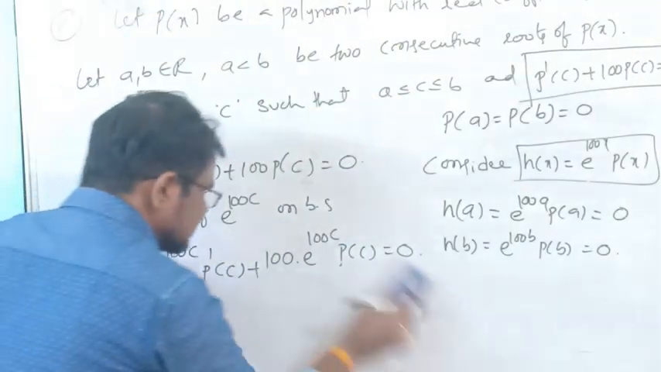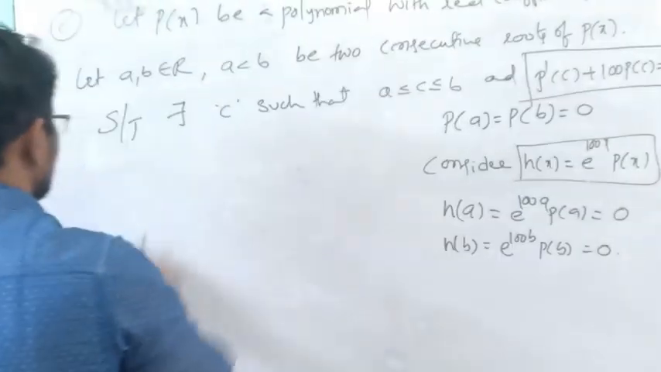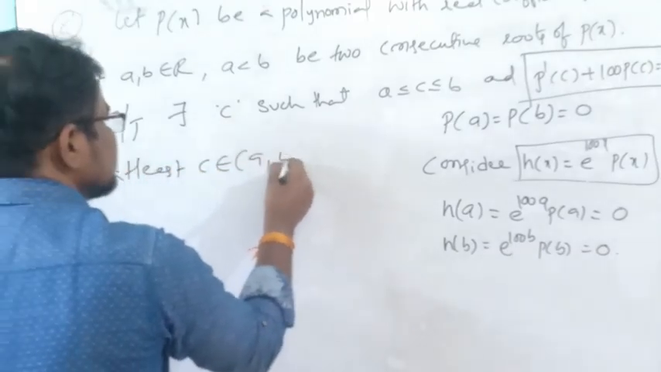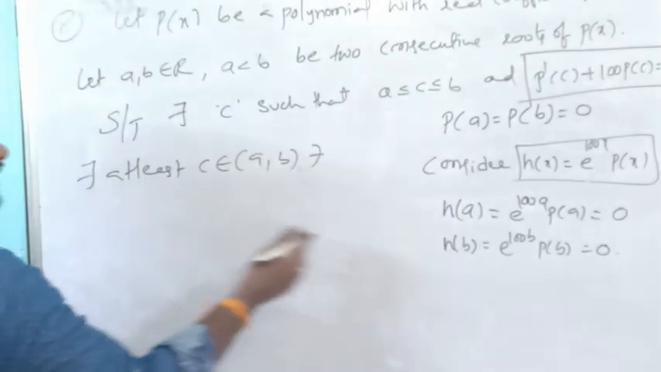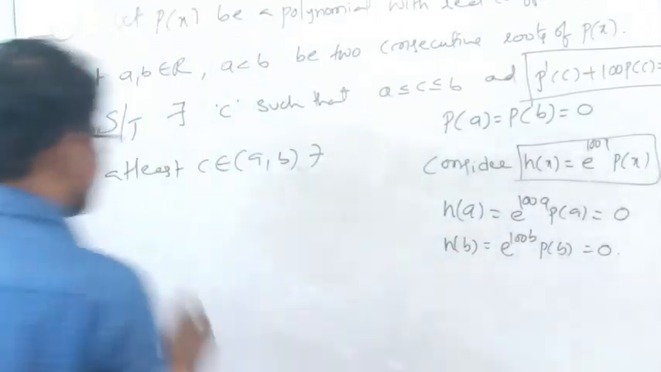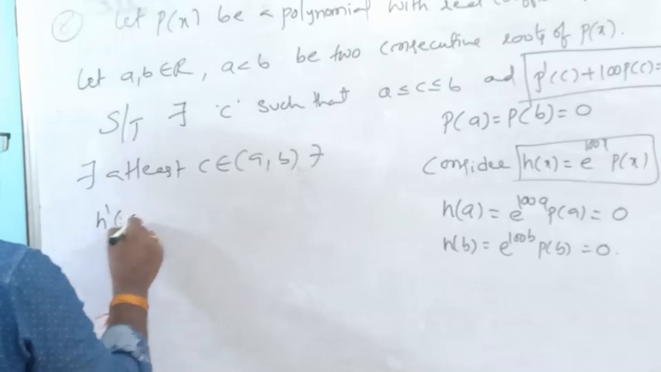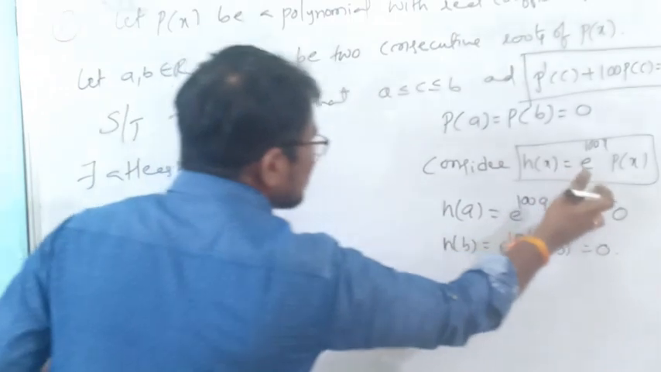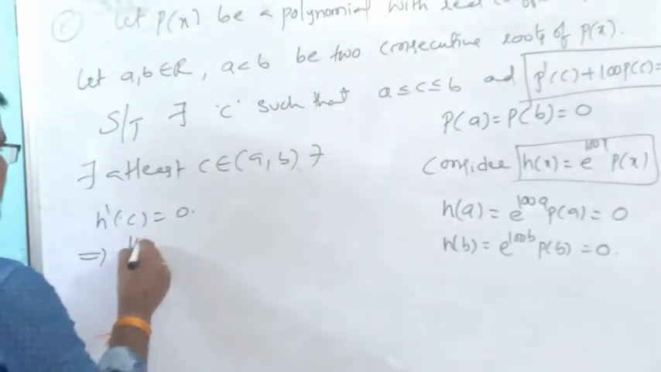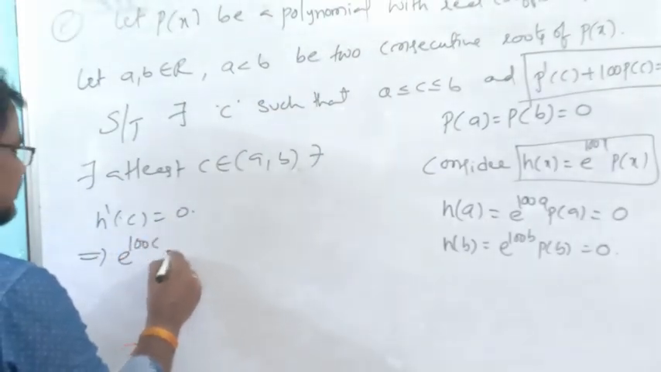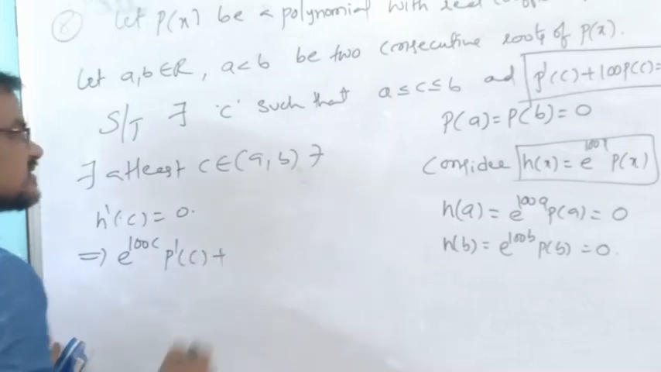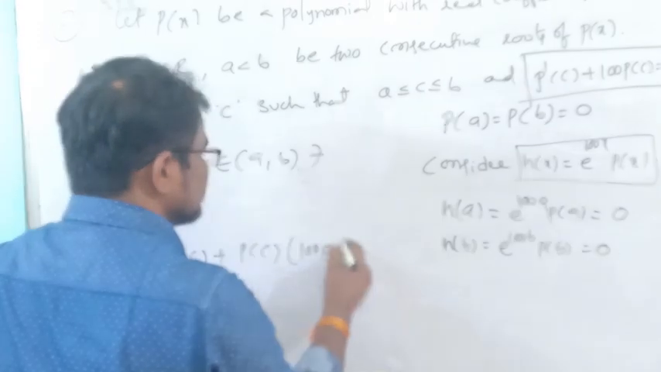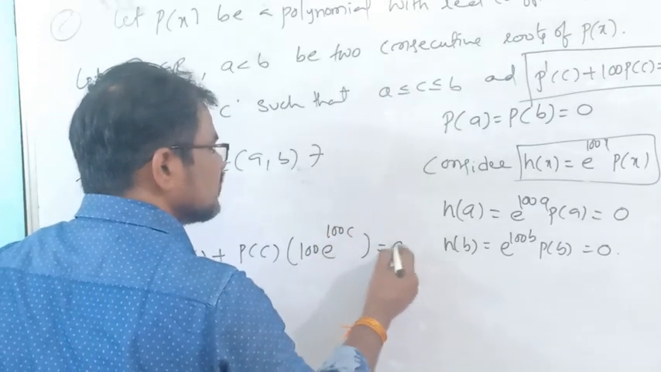Then we can say there exists at least one point c which belongs to a comma b such that, here you have taken h of x as the function, h dash of c equal to 0. H dash of c means, that implies, the differentiation of this one: e power 100c into p dash of c plus p of c into 100 into e power 100c equal to 0.